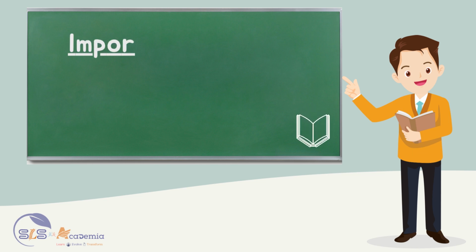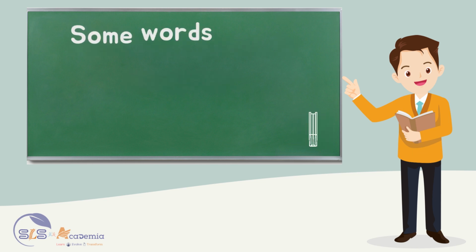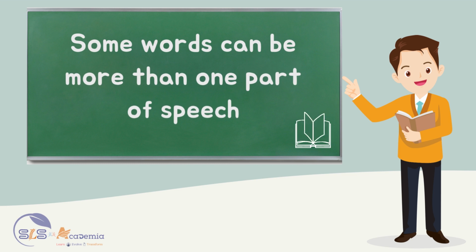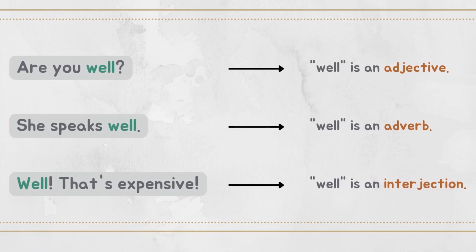It is important to remember that many words in English can serve multiple functions in a sentence, meaning they can be more than one part of speech depending on the context. Let's take a look at some examples to better understand this concept. Consider the word well. Its function can vary based on the meaning it conveys within a sentence.